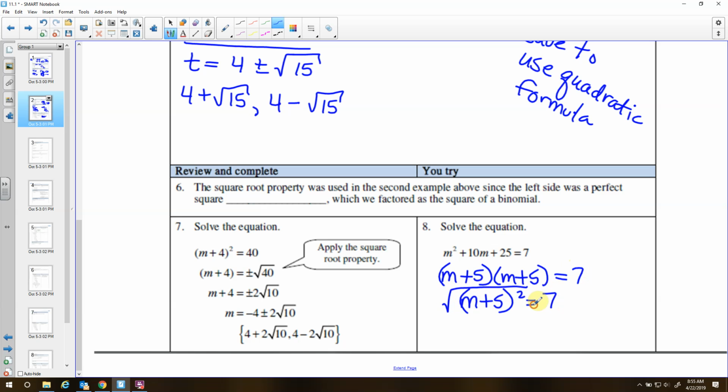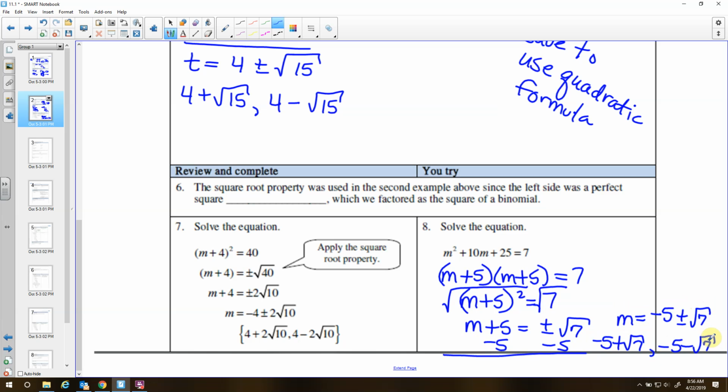Then you could do like we did over the top and square root both sides. So m plus 5 equals plus or minus square root of 7. And then move your 5. So m equals negative 5, be sure you get a negative with that one, plus or minus square root of 7. So that's negative 5 plus square root of 7 and negative 5 minus square root of 7. Now that's not the normal way I would solve that particular problem. You'll learn in another section using the quadratic formula. But if you're specifically asked to do square root property, then go that route.